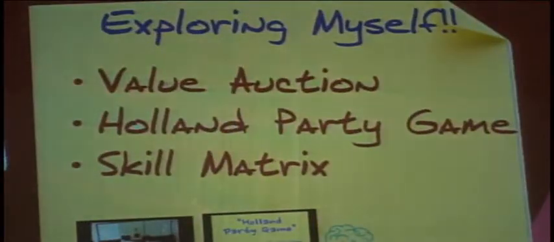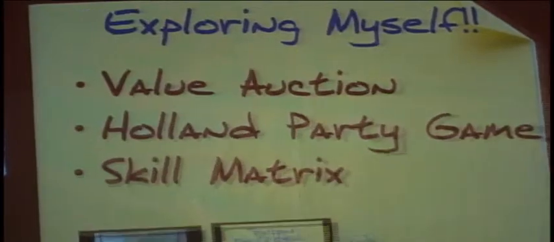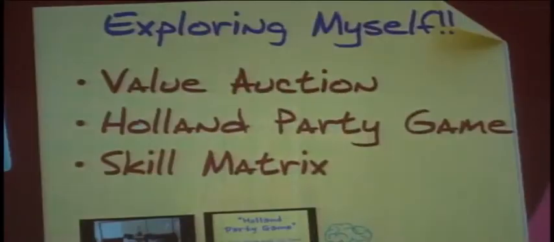Now let's move on to the main part of this presentation. As I mentioned, to become a good career decision maker, our students need to know about themselves and their options. To help them explore themselves, I did three things: values auction, Holland party game, and skills matrix. Would you move on? Yes, one more time. Move on.